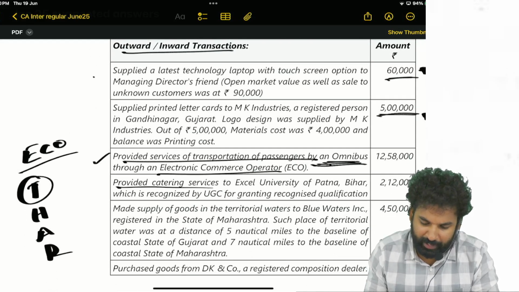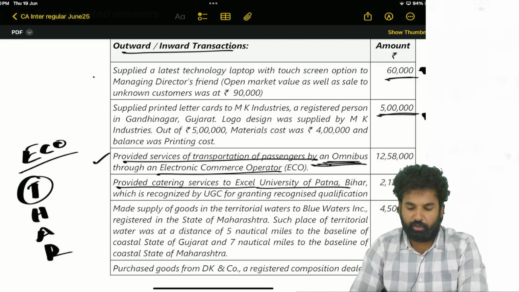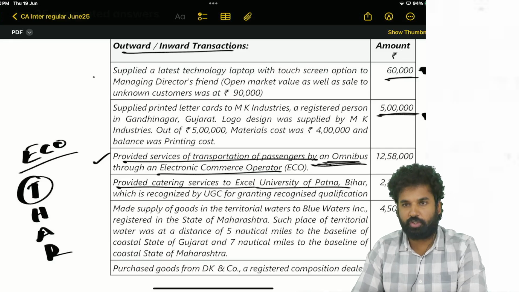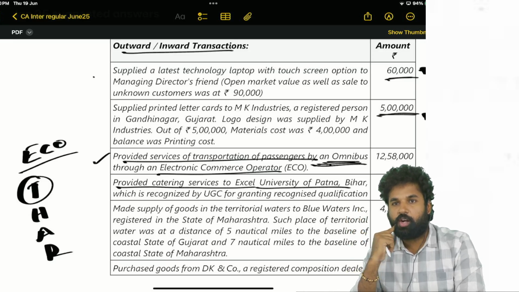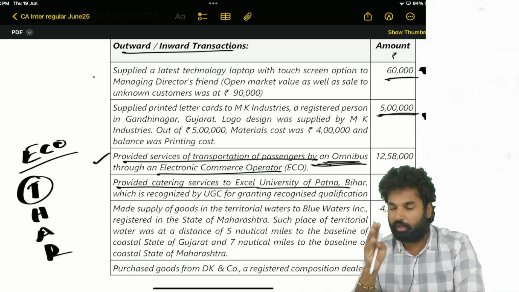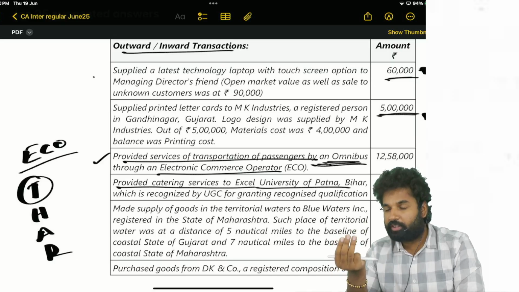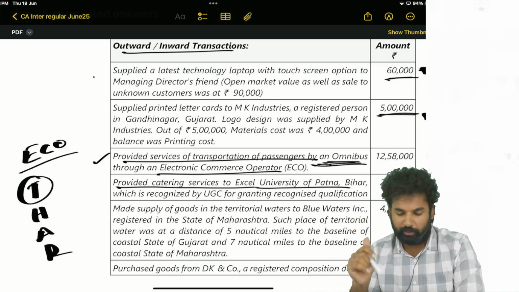Next, provided catering services to Excel University of Patna, Bihar, which is recognized by UGC for granting recognized qualification. That means education institution. Catering services to education institution exempted? No. If it is an education institution up to higher secondary school, then only it is exempted. 3 services are there: transportation, catering, security and housekeeping services provided to education institution. Education institution providing education up to higher secondary school, then only it is exempted. If it is for a degree college, university, then it is taxable. So that's why in this case it is taxable.